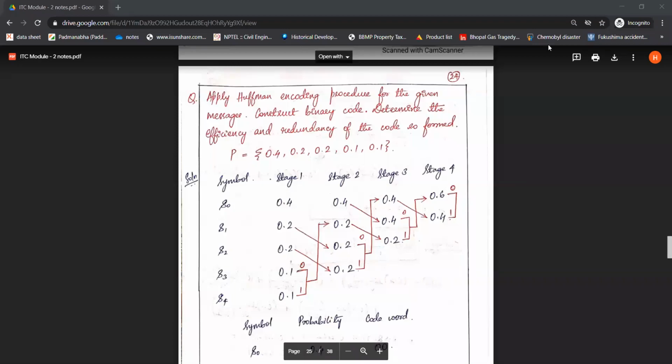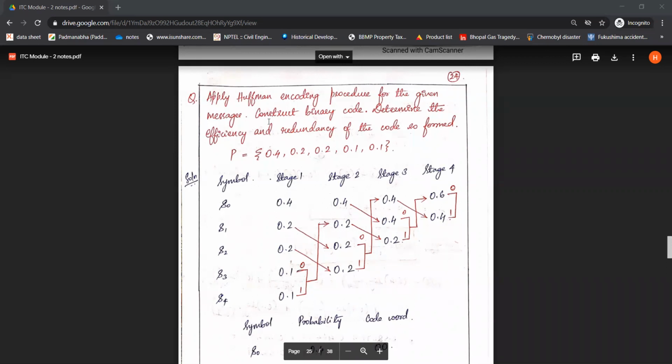Hello everyone. In this session, we'll be studying solving problems on the Huffman coding procedure. So we have a question which says: apply Huffman encoding procedure for the given messages. Construct binary code and also determine the efficiency and redundancy of the code so formed.